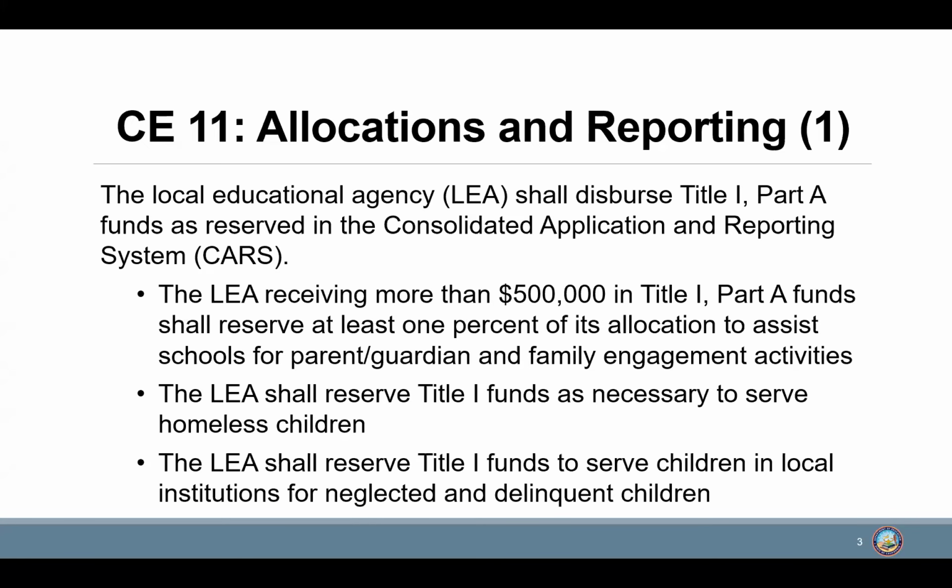Within CARS, the LEA should reserve Title I Part A funds as necessary to serve homeless children. There is no specific limit to the amount of funds that are reserved for homeless children. LEAs should also reserve Title I funds to serve children in local institutions for neglected and delinquent children.